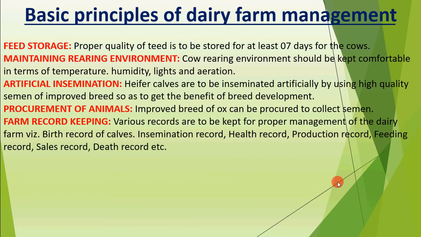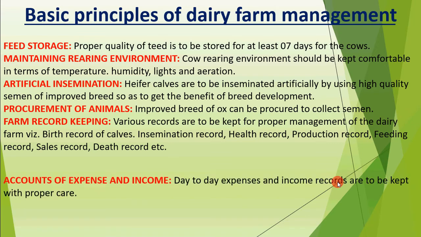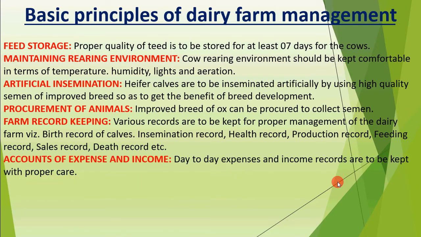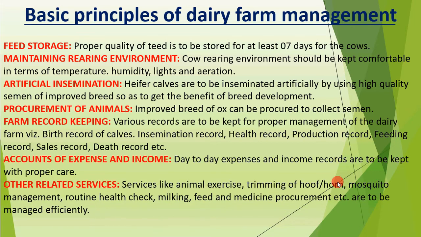An improved breed of ox can be procured to collect semen as well. Farm record keeping is very important. If you do not keep the farm record, then you will not be able to calculate the profit and loss. So you have to keep the record for sales, for delivery, and for your feed expenditure, everything. Then you will calculate the profit and loss, even accounts for expense and income as well.